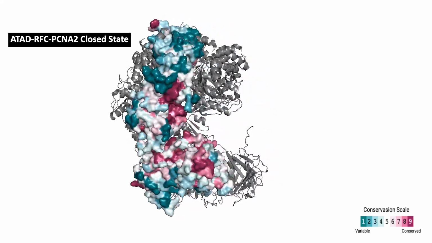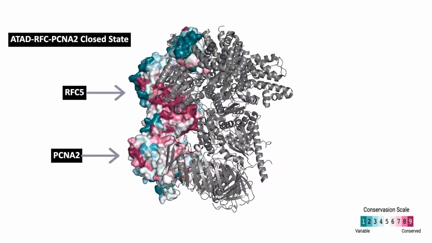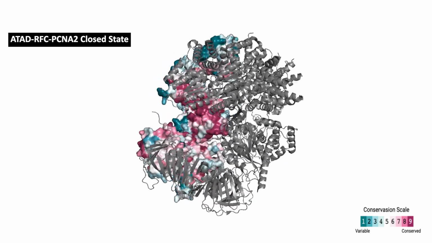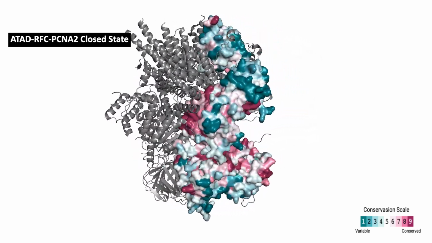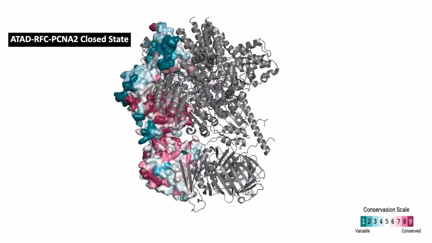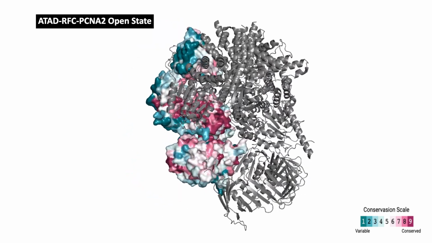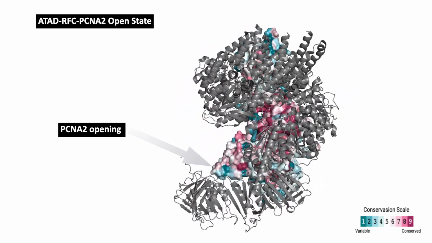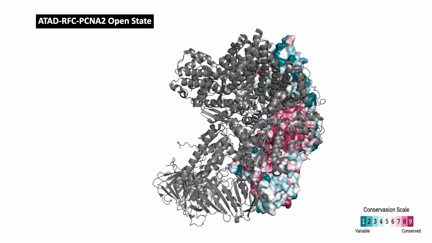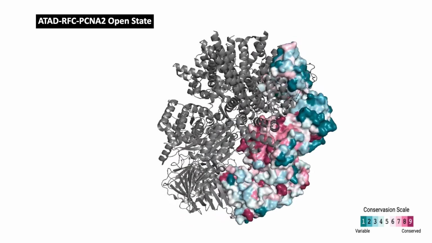Evolutionary conservation is mapped onto the protein surface. Rather than being uniformly distributed, conserved residues cluster at the interaction interface. The interaction between RFC5 and PCNA2 contributes to opening the gap between PCNA2 and PCNA3. Here, we examine the conservation patterns of interface residues involved in this process.